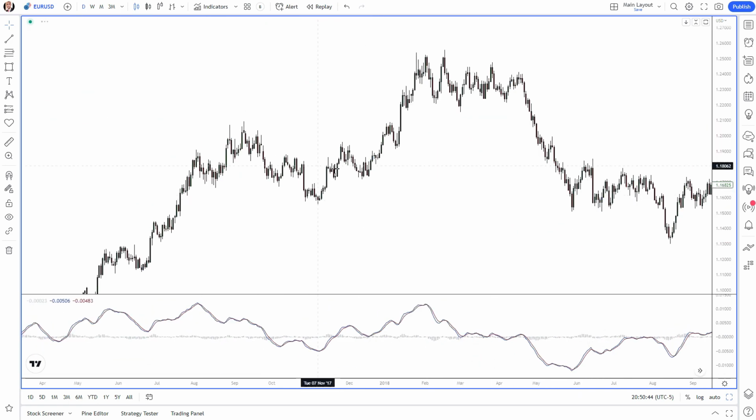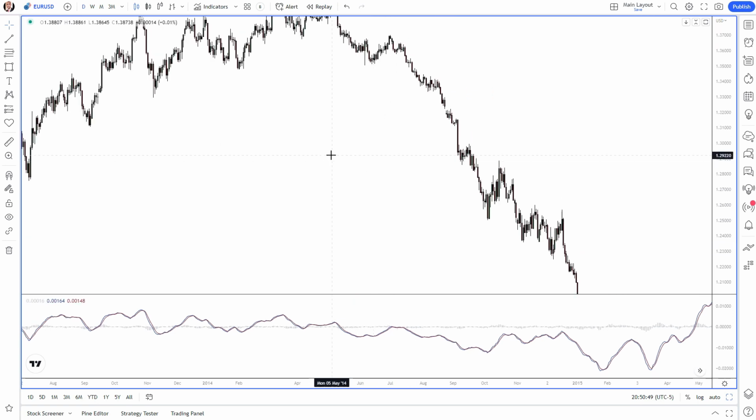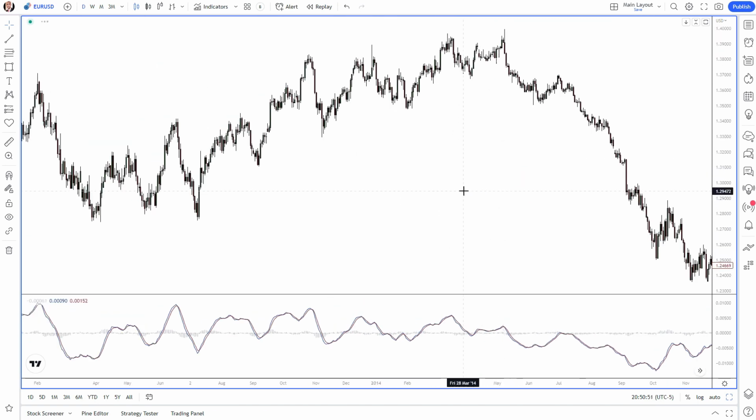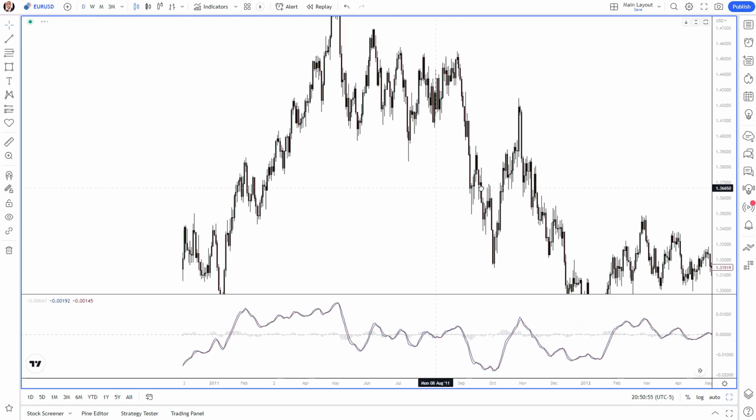Now, I'll show you some examples of what I'm talking about. And I have to go all the way back because I'm going to show you not just the Euro USD, but I'm also going to show you some other charts that I've used for MACD divergences. Okay.